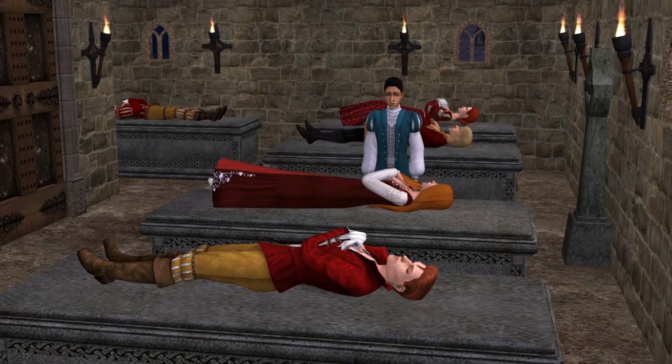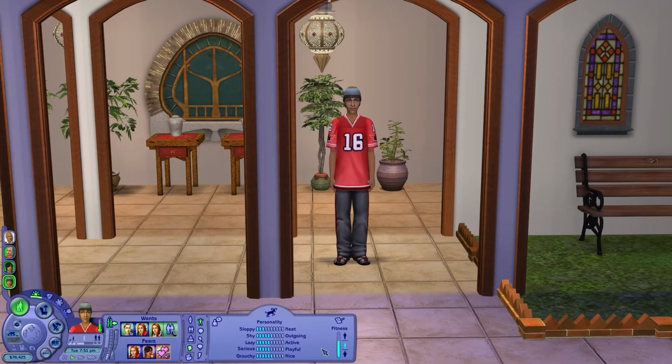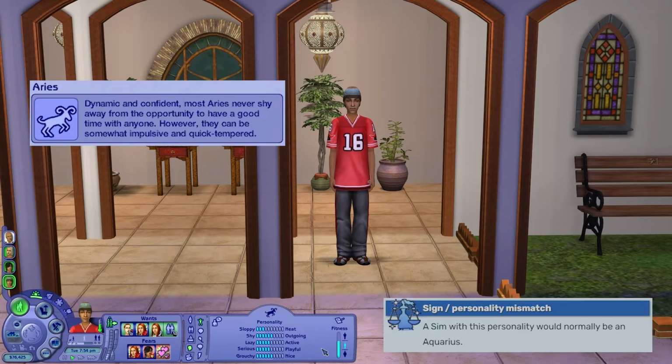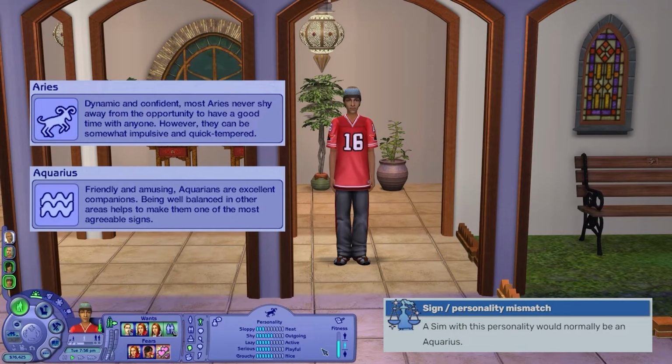In The Sims 2, Romeo is on the sloppy side, a little bit outgoing, a little bit nice. He's an Aries, but with the personality of an Aquarius. Friendly and amusing, Aquarians are excellent companions. Being well balanced in other areas helps to make them the most agreeable sign.